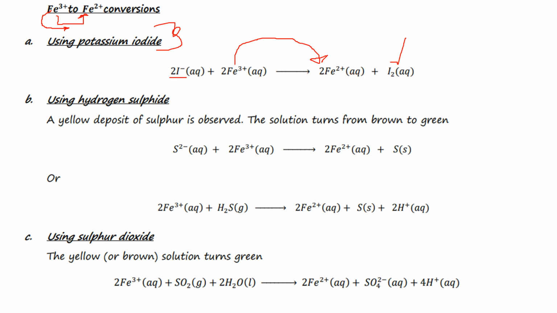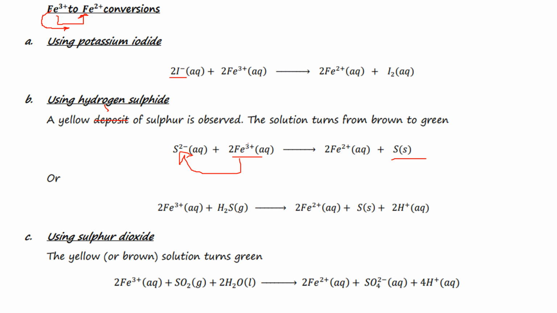So going to the oxidizing property part B, we are going to look at usage of hydrogen sulfide. Usually we say that you avoid the word deposit, you instead use solid or precipitate. So a yellow solid of sulfur is going to be observed when you react hydrogen sulfide together with iron 3 cation, because the iron 3 cation is going to oxidize the sulfide ion in hydrogen sulfide, giving us sulfur as a solid, and sulfur exists as a yellow precipitate or a yellow solid in solution.